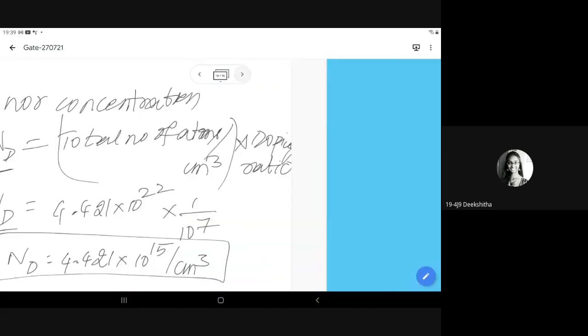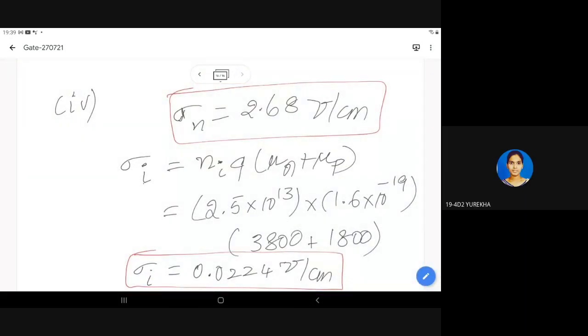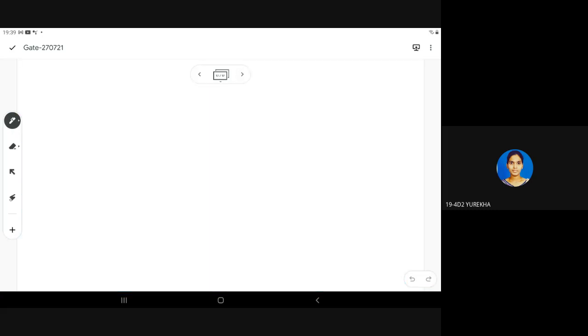How many times has it been increased? So I got sigma i as well as sigma n. As he is asking how many times it has been increased, the ratio is sigma n divided by sigma i. That is 2.68 divided by 0.0224.